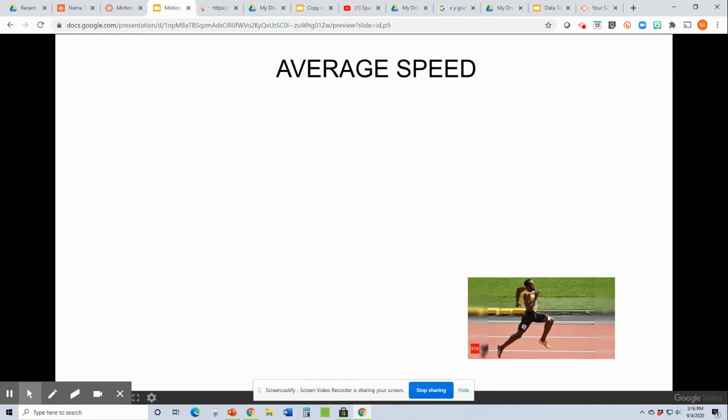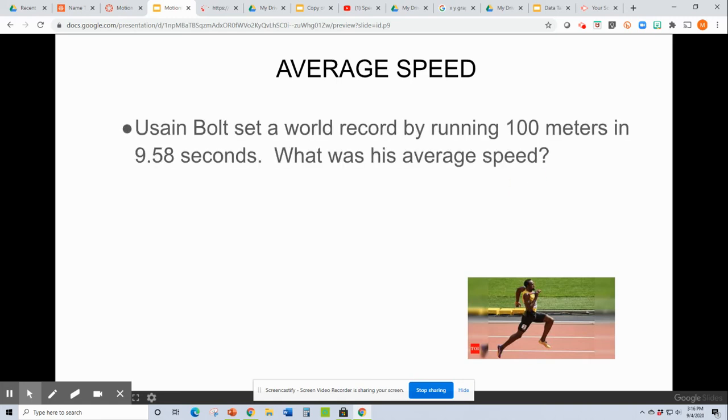Anyone know who this is? This is Usain Bolt. He used to be called the fastest man alive. I don't know if anyone has already broken his record or not. Usain Bolt set a world record by running 100 meters in 9.58 seconds. So what would be his average speed?